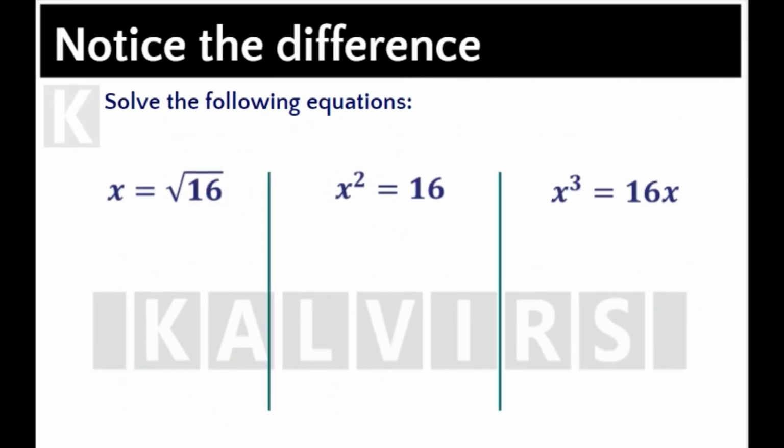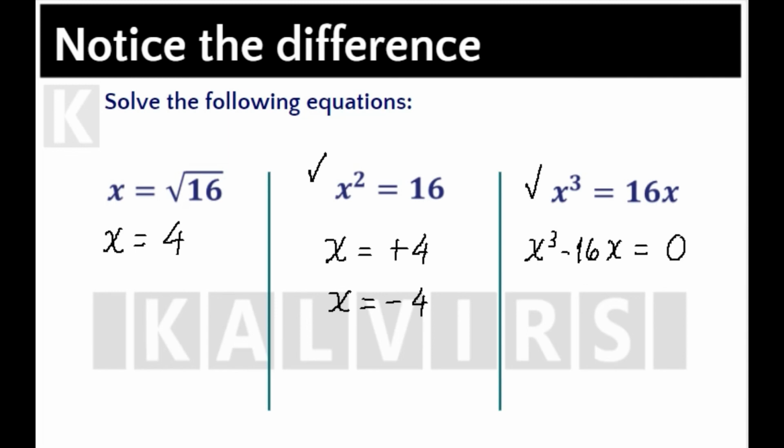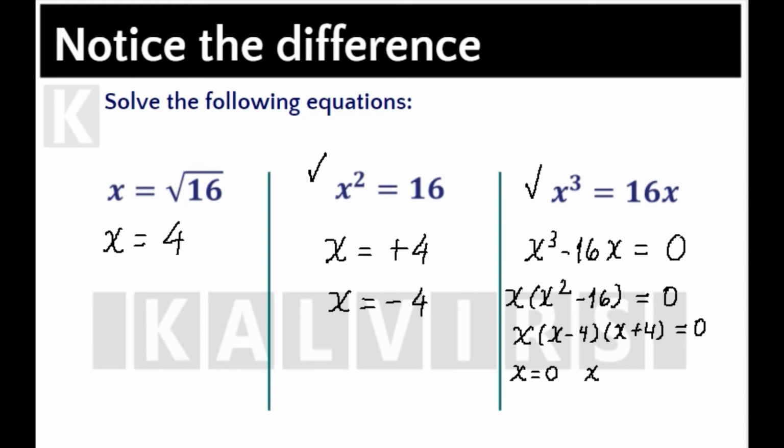The square root of a number is always positive, therefore x equals 4. Here, this is a quadratic equation, therefore x has two roots, positive 4 and minus 4. And here, this is a cubic equation, therefore x has 3 roots. First we need to factorize this expression. Finally, we get that x equals 0, x equals 4, and x equals minus 4.